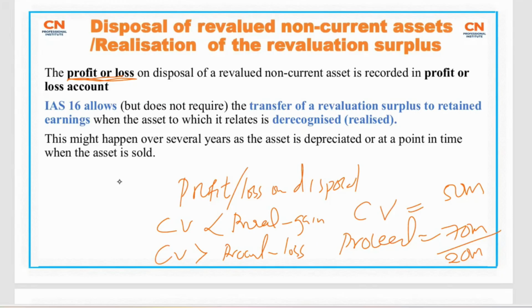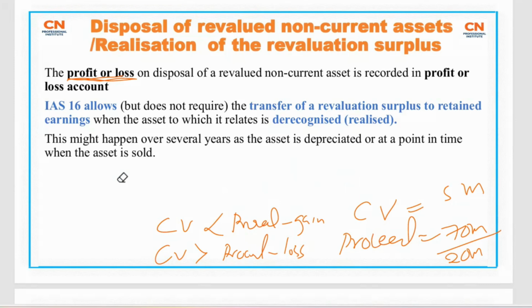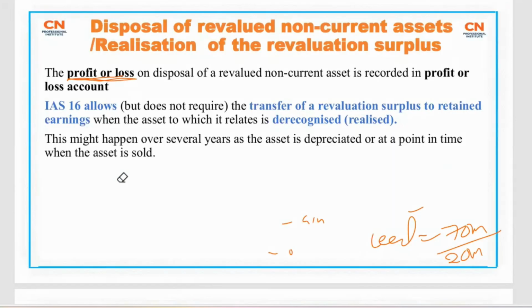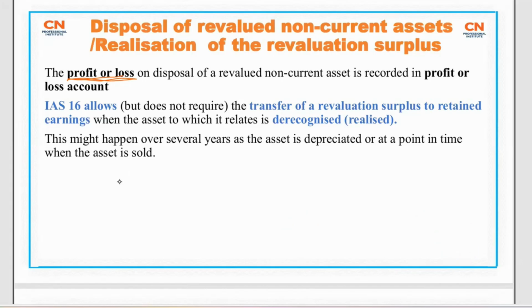Then there's one interesting provision here which I want you to know. It's not common, most people don't know, but it's very important. If you want to be a chartered accountant, if you want to write professional exams, you have to know these things. You don't have to only know the common principle that everybody knows. You have to know the stuff in detail. It says IAS 16 allows but does not require here the transfer of what?